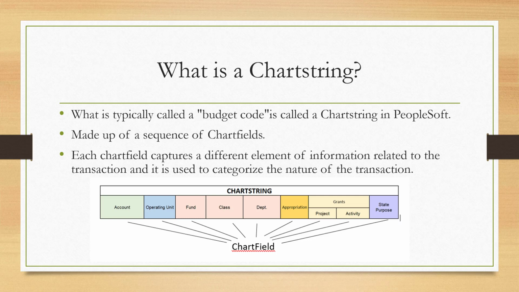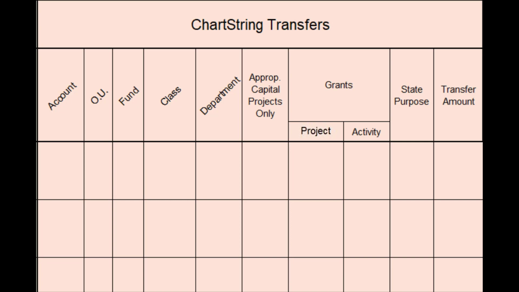What is a chart string? What is typically called a budget code is called a chart string in PeopleSoft. This chart string is made up of a sequence of chart fields. Each chart field captures a different element of information related to the transaction, and it is used to categorize the nature of the transaction. The chart fields that make up a chart string are the account number, the operating unit, the fund, class, department, appropriation, grant project and activity, and finally the state purpose.